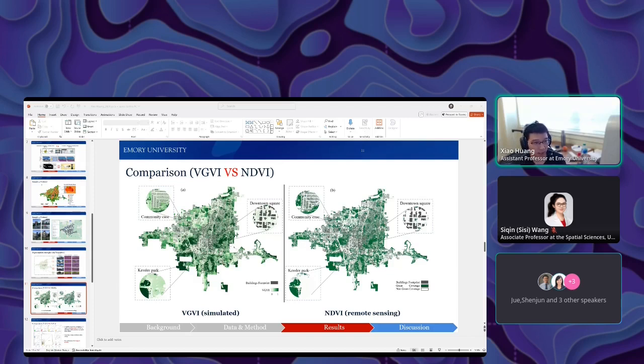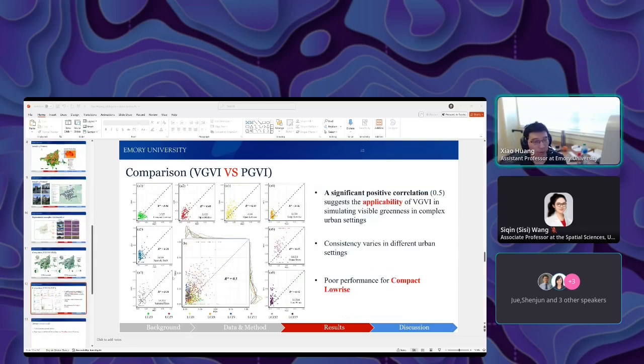entire simulation model. As for the performance of the model, it varies. And to be honest, it does not meet my expectation. The general conclusion is we found a significant positive correlation between the simulated greenness and the ground truth greenness from our pictures. And this significance passes the regular correlation test as well as the TOST test. But the consistency varies a lot in different urban settings.